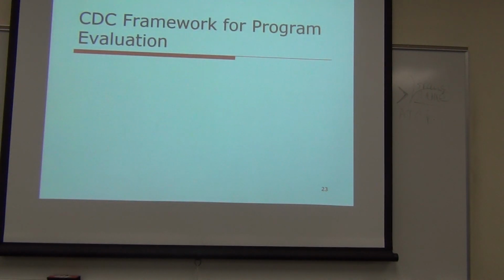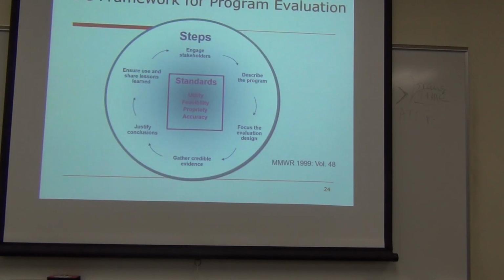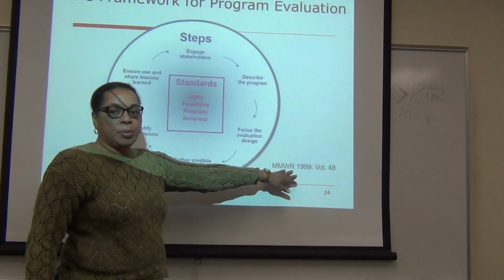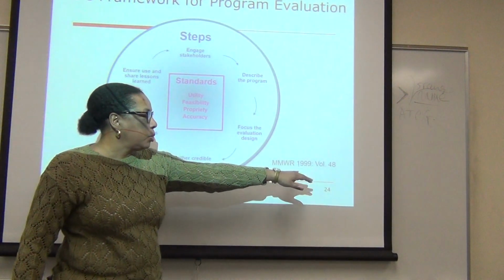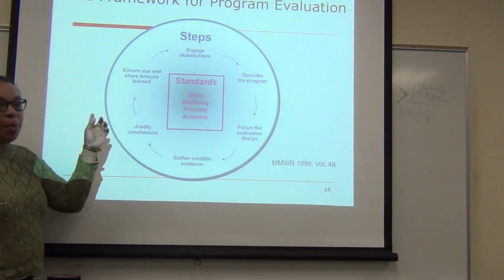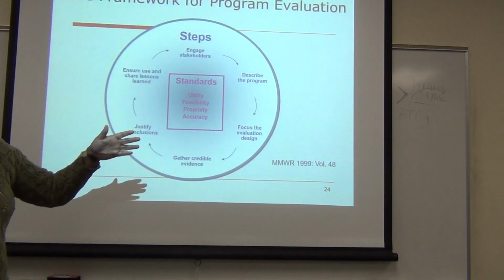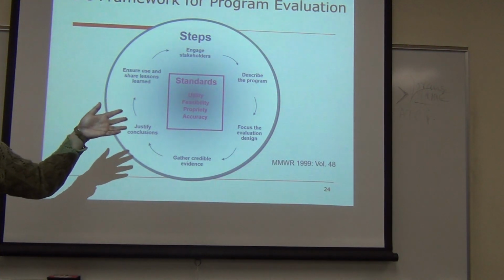Okay, in this last 30 minutes, I know you guys are going to be blown away, because when you actually see the document, the CDC framework for evaluation, it's like 200 pages. So we're about to do this in 30 minutes. So, the framework. MMWR, you should be familiar with that, the Morbidity and Mortality Weekly Report. In 1999, CDC came out with this framework that guides all of the evaluations done through CDC.